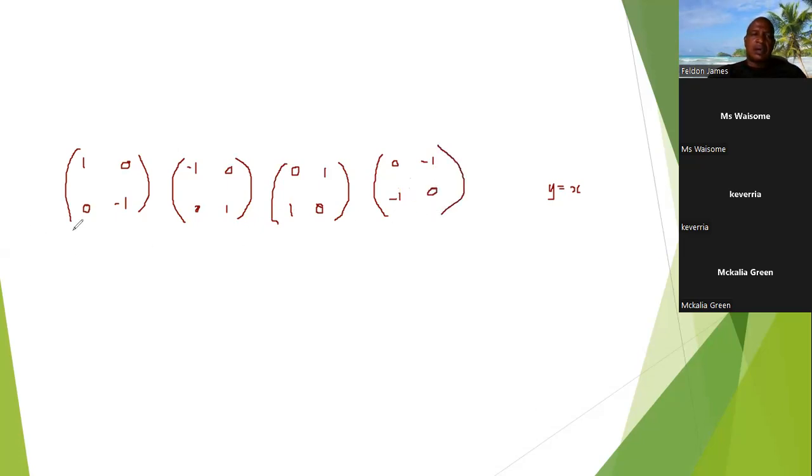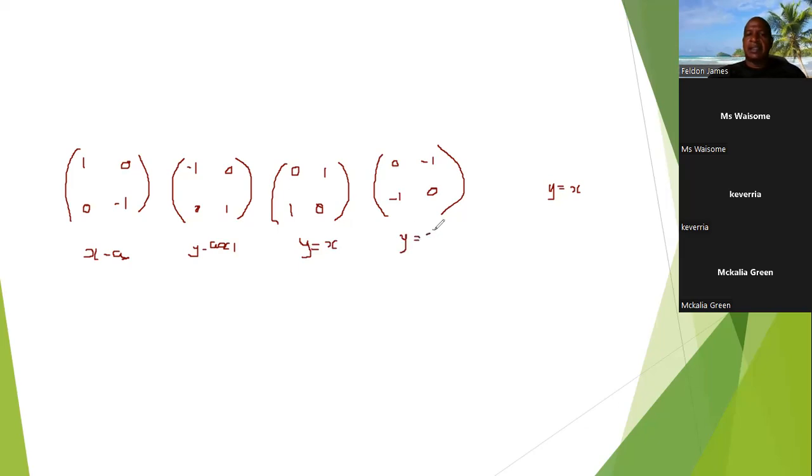So which one is this, guys? The first one is a reflection in what? This one is a reflection in the x-axis. This one is a reflection in what? This one is a reflection in the y-axis. This one is a reflection in which line? It's a reflection in the line y equals x. This one is a reflection in the line y equals minus x.